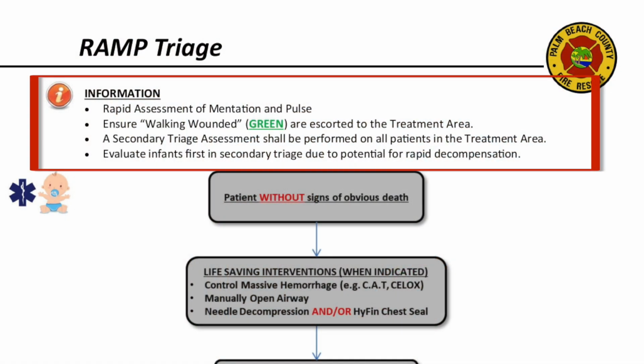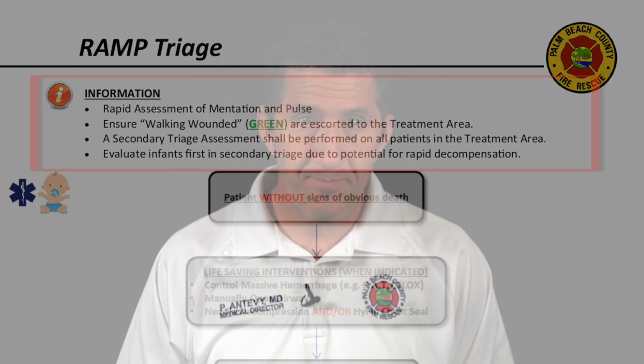Now, what's the mentality behind RAMP? It's centered around the rapid assessment of patients' mental status and pulse. That's it. It ensures that patients receive appropriate care based on their condition. This mentality emphasizes efficiency and effectiveness in the triage process, enabling medical professionals to prioritize patients effectively and allocate resources accordingly. Let's talk about the three categories that you'll find in RAMP triage.